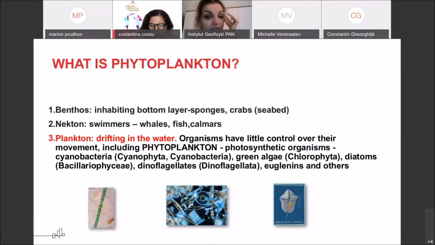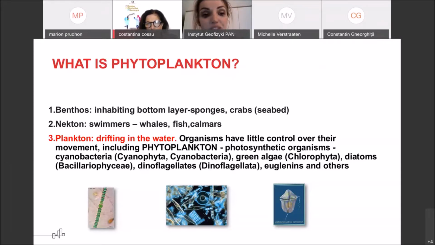phytoplankton. So like I said, phytoplankton are organisms that drift in the water. It means that they have little control over their movement, unlike, for example, nekton, which are swimmers like whales, fish, and calamari. This is a specific of phytoplankton: in general, plankton is drifting in the water. Zooplankton and phytoplankton, both groups, cannot control their movement in the water, and phytoplankton even less than zooplankton.